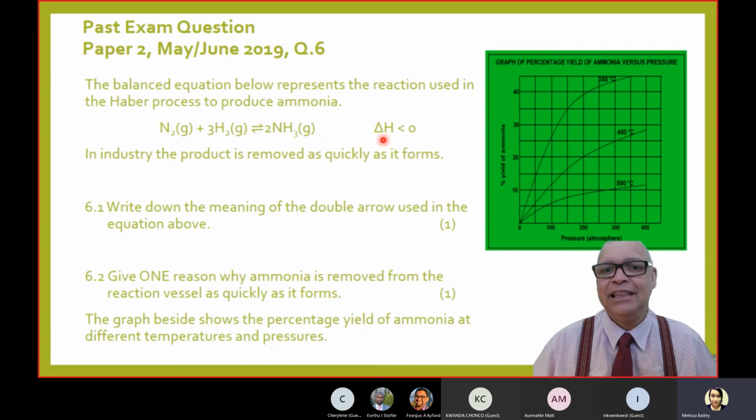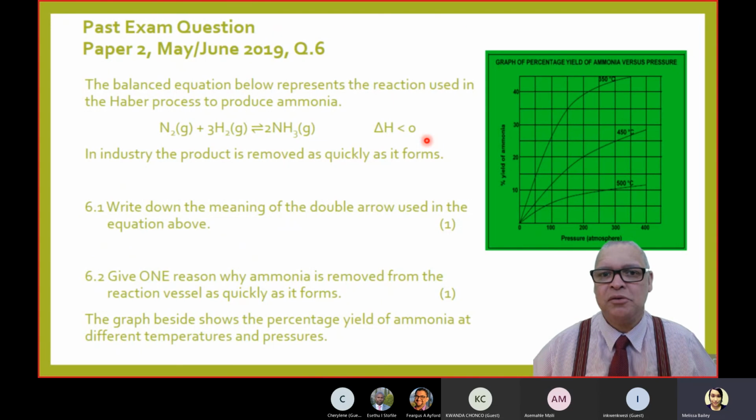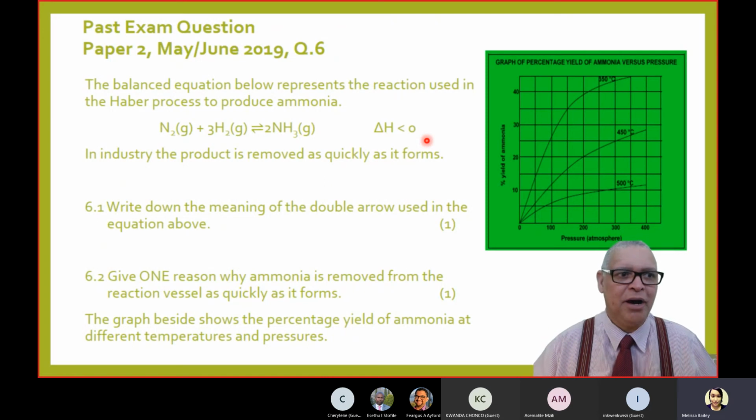And there we have the enthalpy value. In other words, our delta H value, or the heat of reaction, is less than 0. Now, you know from even grade 11 when you did exothermic and endothermic reactions, right? Delta H less than 0 represents the forward reaction is exothermic. Very important. So let's just keep that detail there. And as you work through this, just keep that in mind.